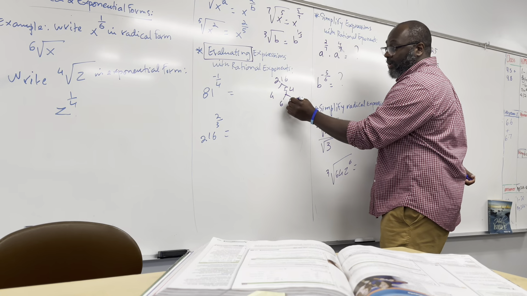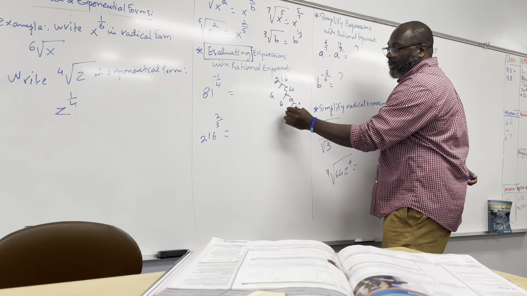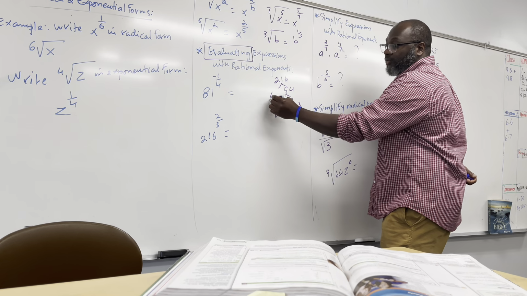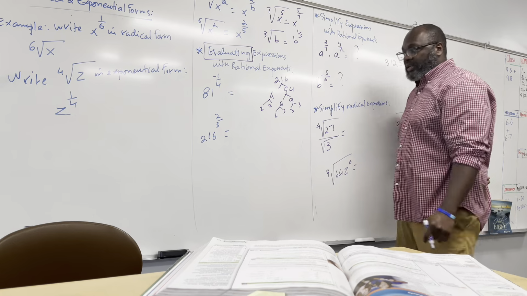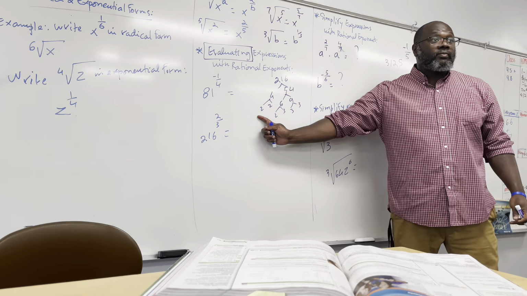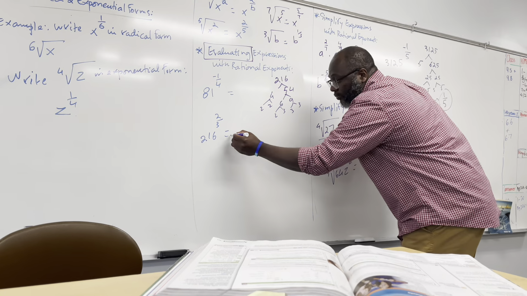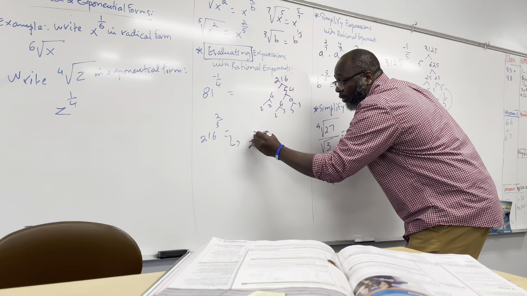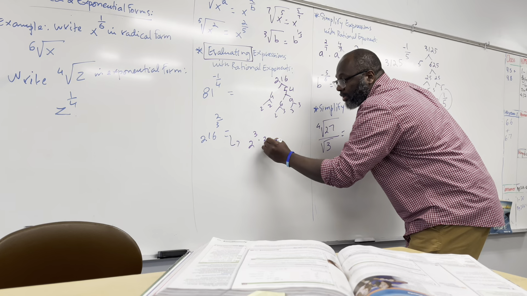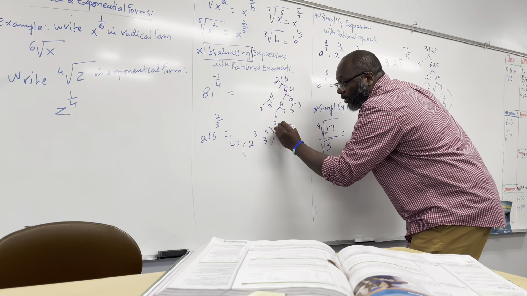9 and 6, right? And 9 is 3 and 3. And 6 is 3 and 2, right? And 4 is 2 and 2. Now watch this. How many 2s do I have? 3. How many 3s do I have? 3. So we're going to rewrite this as 2 to the third times 3 to the third, the whole thing raised to the power of 2/3, right?